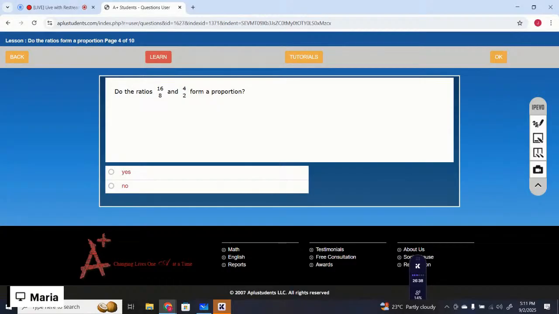Do the ratios 16 by 8 and 4 by 2 form a proportion? Let's see. Yes, they form a proportion. The correct option is yes. You can complete the lesson by yourself later today.